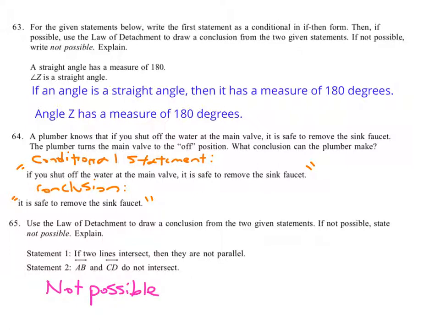And the reason that we say not possible is because we did not confirm that the hypothesis was true. And if you can't do that, you can't go anywhere with the law of detachment. Okay?